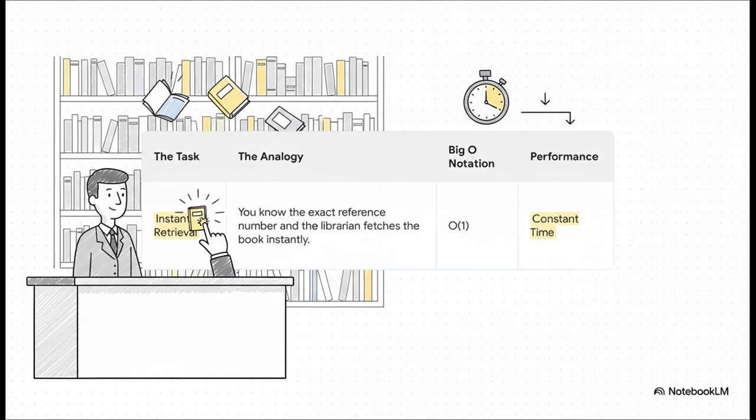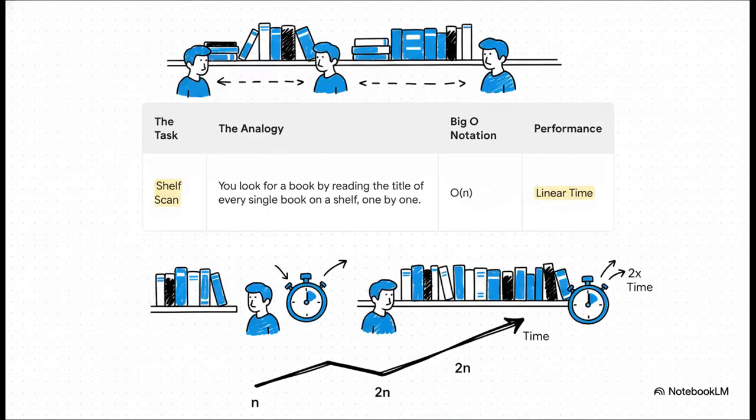You just walk up to the librarian, give them the number, and they grab it. It doesn't matter if the library has 100 books or 1,000,000,000 books. It takes the exact same amount of time. It's the gold standard.